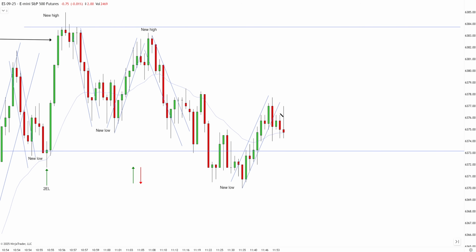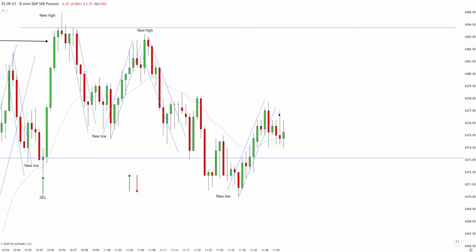There is no good failed second entry short because the signal bar is bearish. I cannot go long above a bearish bar. Can I get a second entry long? New high first entry long, second entry long. Yes, I can.